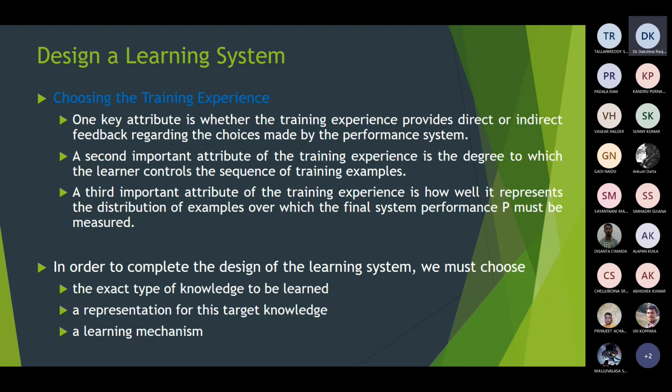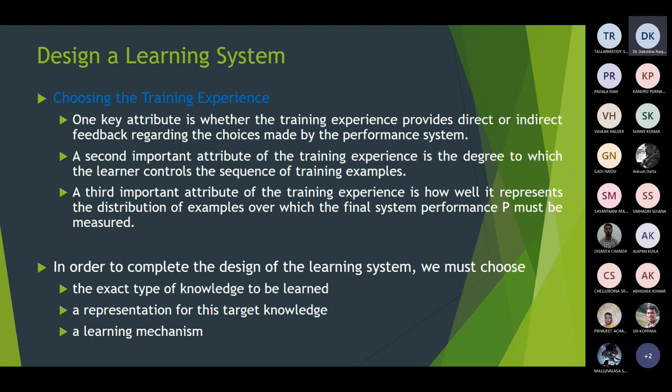So if we choose the subset of board states that gives much more information about the correct move, then that subset of board states will be chosen. And the third important attribute of the training experience is how well it represents the distribution of examples, meaning the training examples over which the final system performance P must be measured. So we have to follow some distribution of examples, it may be some predefined distribution, or a distribution that we create for getting better performance.